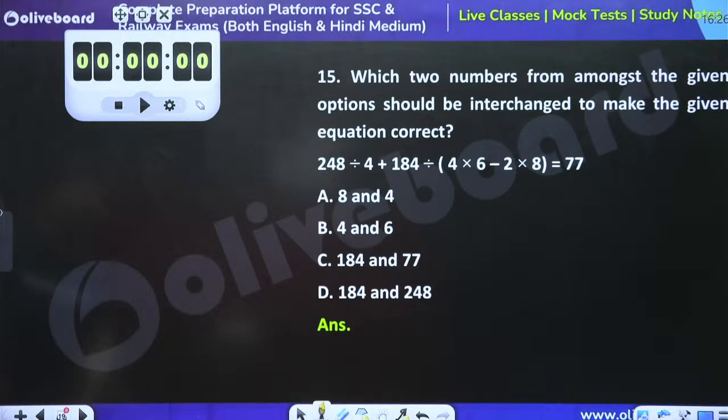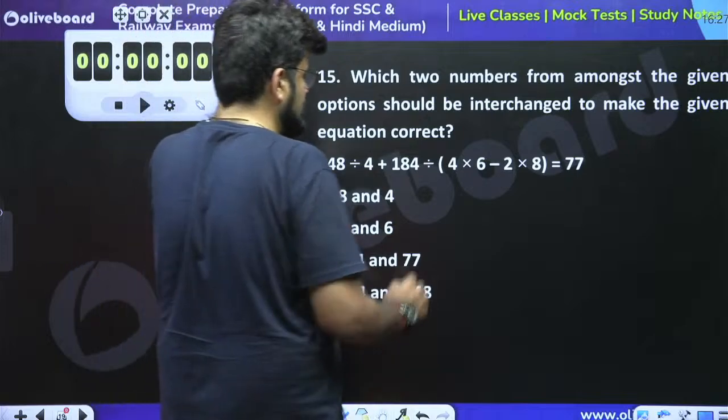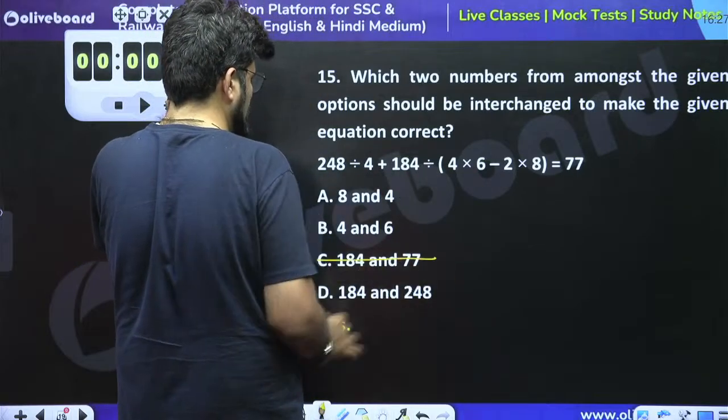Okay, let's check where exactly things are going wrong. So if you check the bracket, it's 24 minus 16. So that makes it 8, and 184 divided by 8 is 23. 248 divided by 4, 62. 62 plus 23, there's a very minute gap. Now if 184 I change with 77, 77 divided by this is not possible, so this is not again.